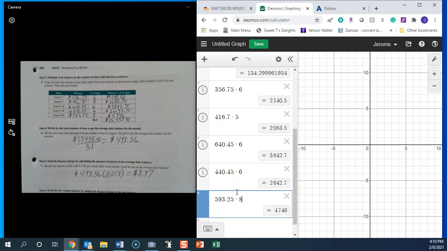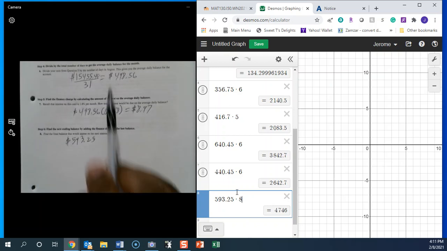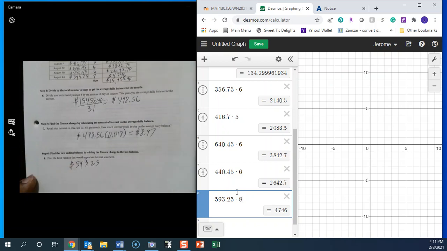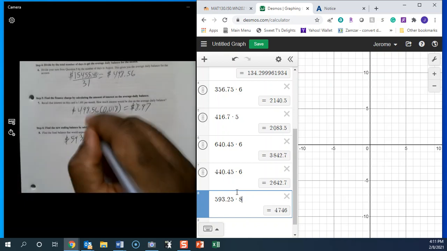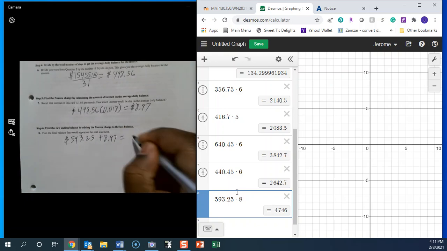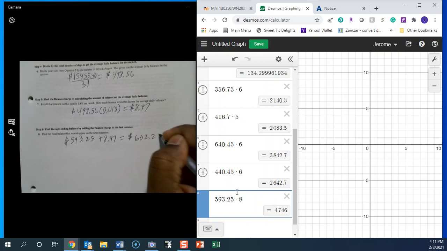Now, step 6. It says find the new ending balance by adding the finance charge to the last balance. So we have $593.25. Because remember, this was the last balance here. So $593.25 plus the $8.97. So your new balance would be $602.22.